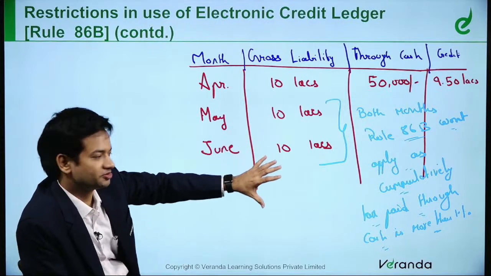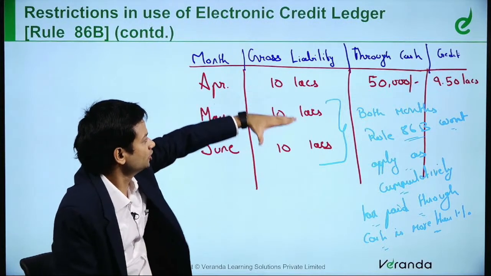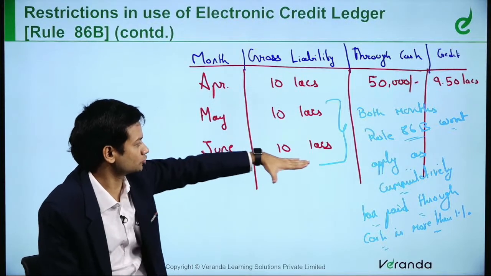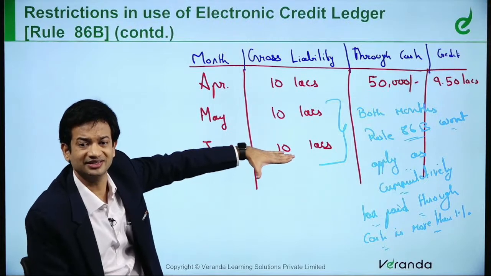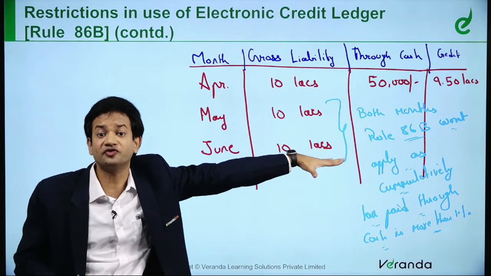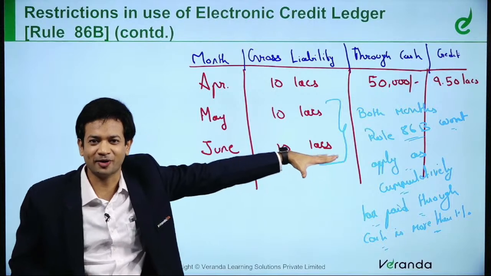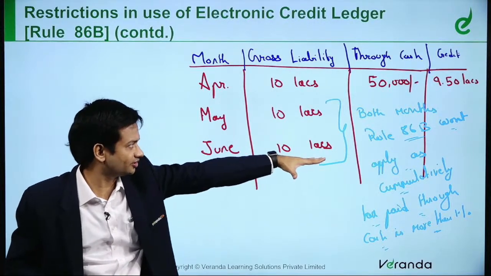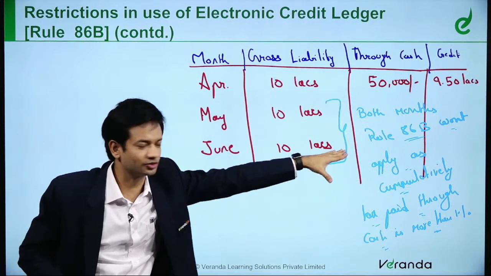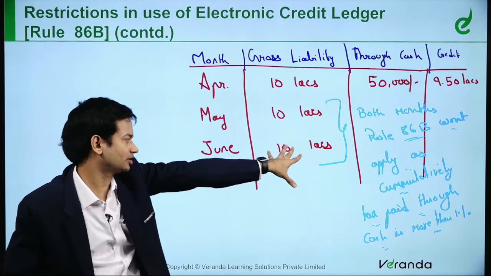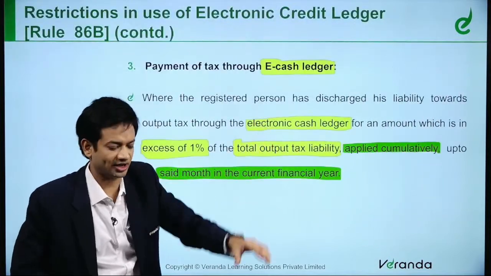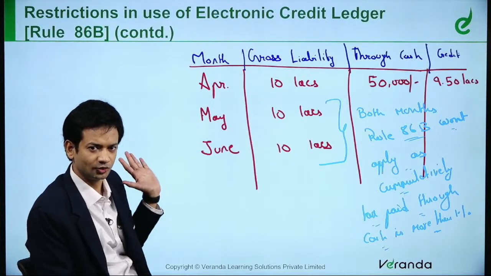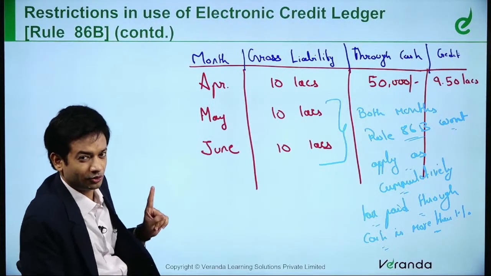So rule 86B will not apply here, because this month also, 20 lakhs, I paid 50,000. Cumulative also, in June, 30 lakhs, 1% is 30,000. Cumulatively I already paid 50,000. Getting my point? So here also the rule is not applicable. I can utilize the input tax credit, the full amount, from the electronic credit ledger. This concept is clear, a very simple rule, but you have to just remember the trick.